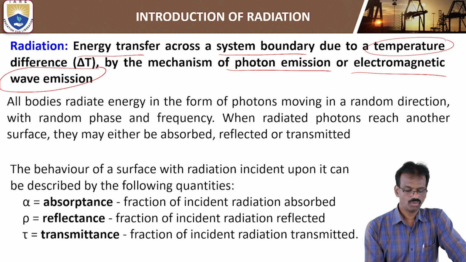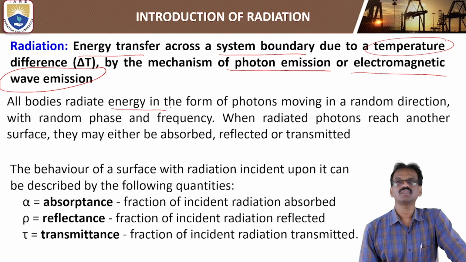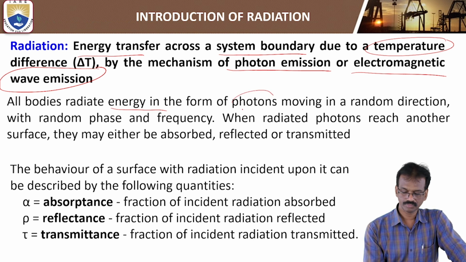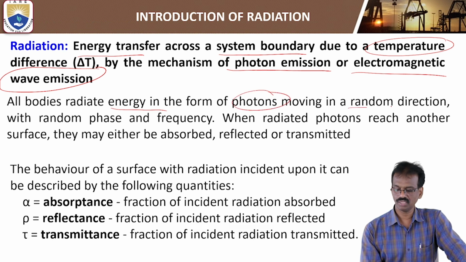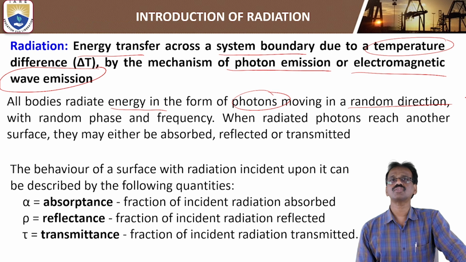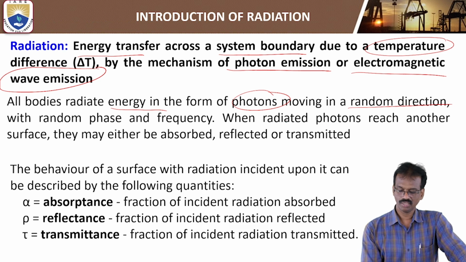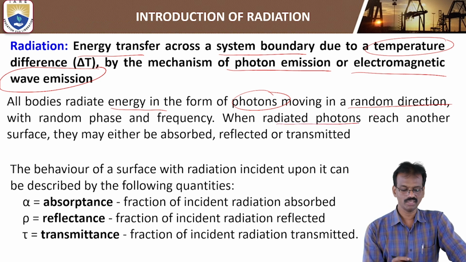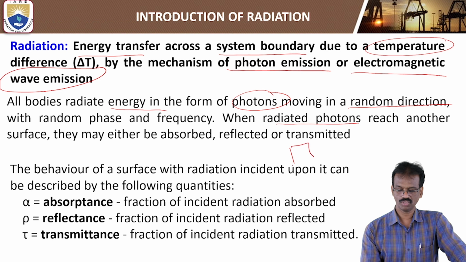All bodies radiate energy in the form of photons. These move in random directions, with a random phase and frequency also. So when radiated photons reach another surface, suppose there are two bodies.